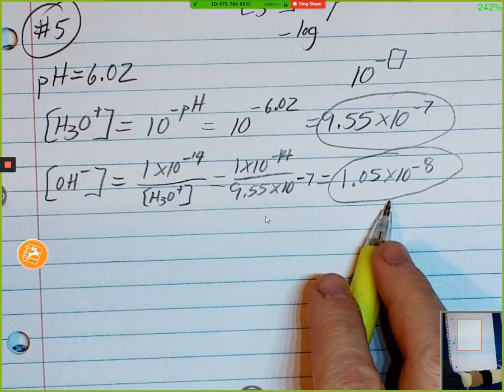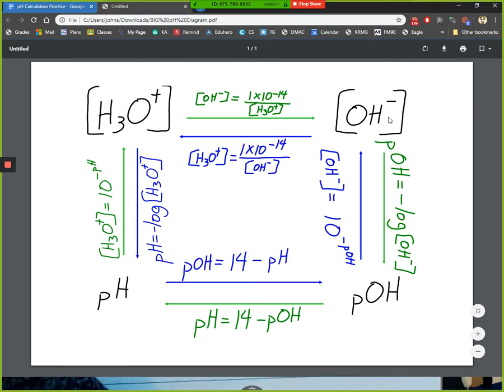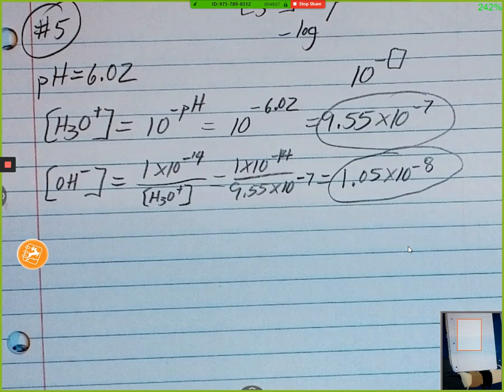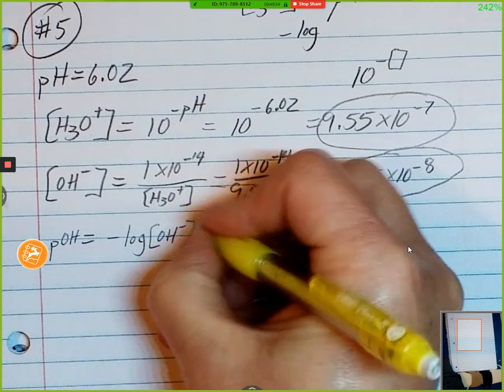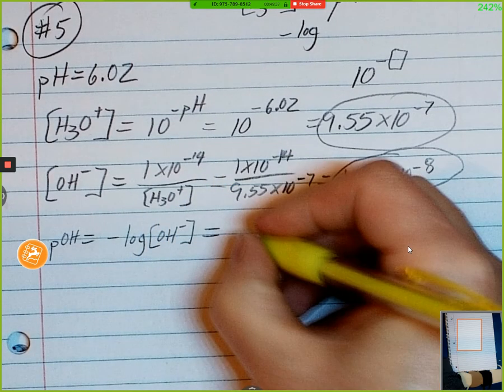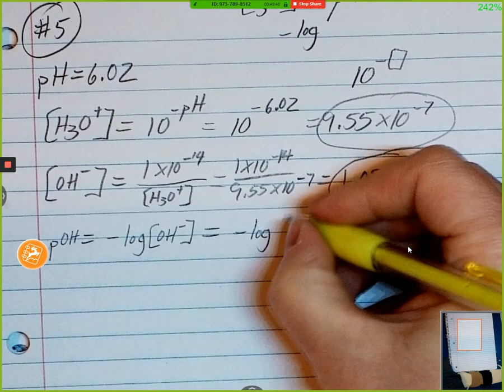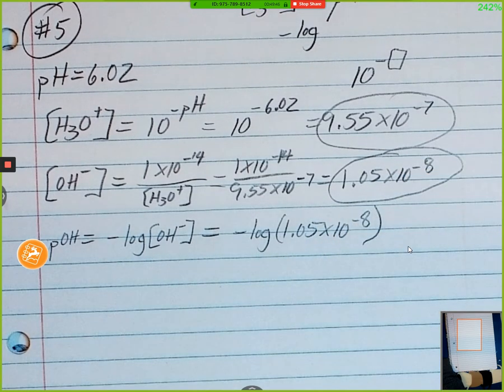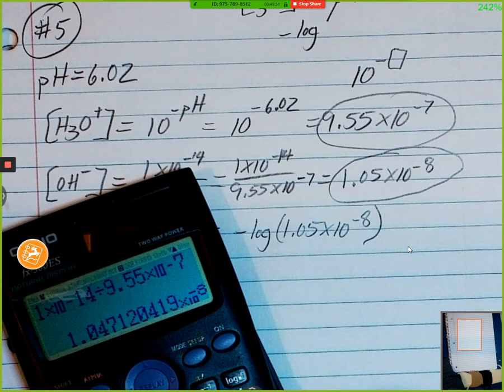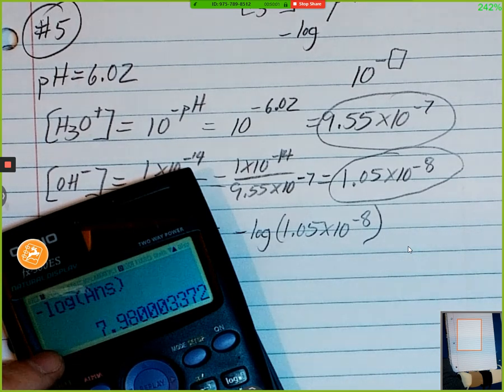Now, we're only one step away from getting our last thing. If we're going to go from our hydroxide concentration down to our pOH, we're going to follow this arrow right here. pOH equals the negative log of my OH concentration, which is going to be negative log of 1.05 times 10 to the minus 8. Let's get my calculator. I'll hit negative log, and push answer because my calculator knows that's my answer. It tells me it's 7.98 for my pOH.